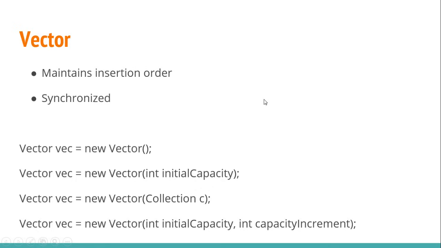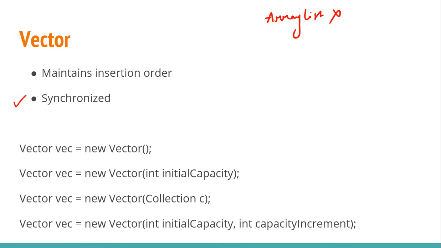Now moving on to vector. So what is a vector? As I said, vector is a legacy class that has been brought into the collections framework. As it is part of a list, it maintains its insertion order. So whatever order you insert your objects in a vector, they will remain in the same order. The difference between a vector and an ArrayList essentially is that a vector is synchronized while an ArrayList is not synchronized. That is the prime difference between vector and ArrayList.